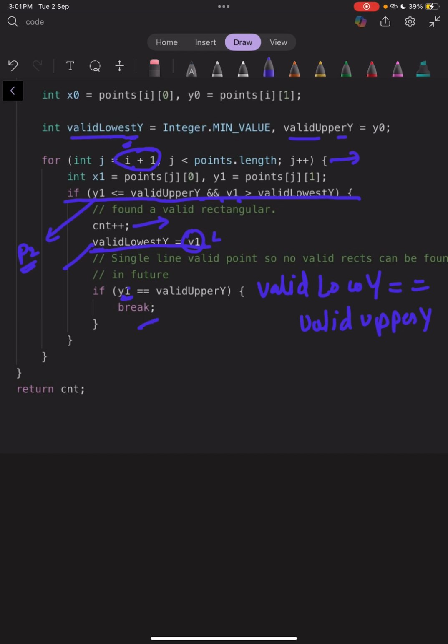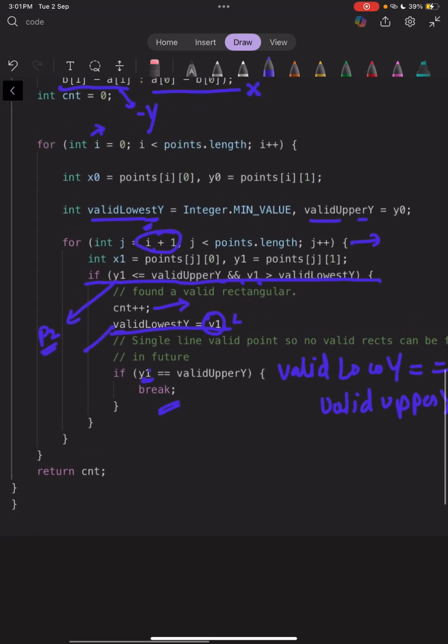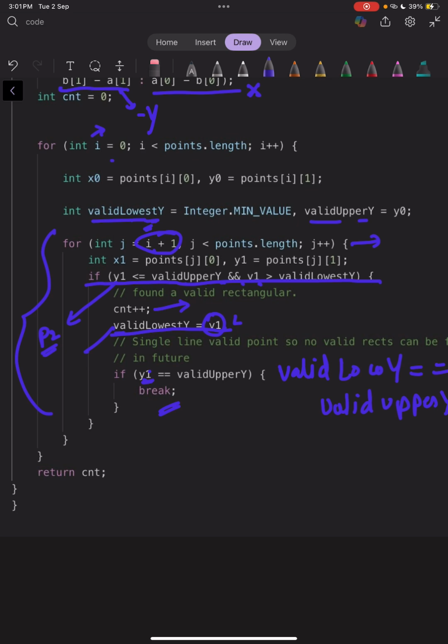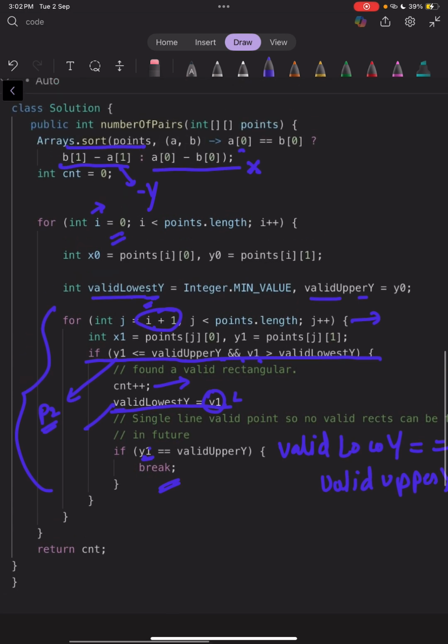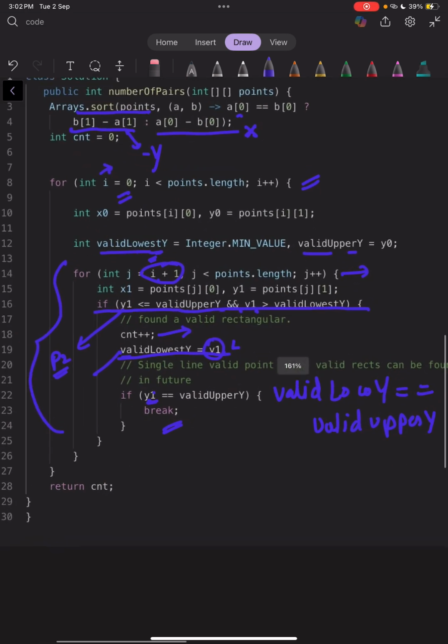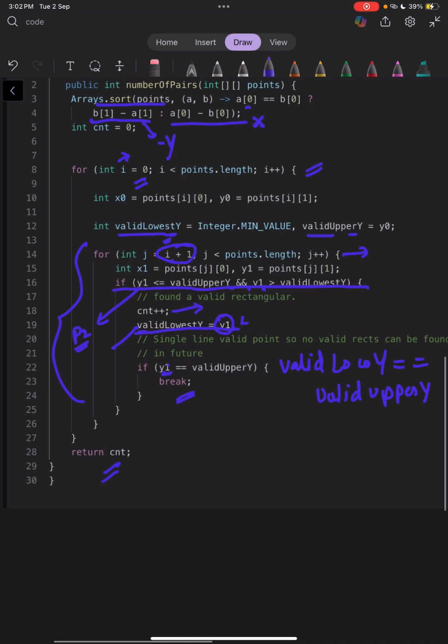In that case, we are just breaking the current loop, and then we are restarting it for the other rectangles. So this is all. At last we return the count.